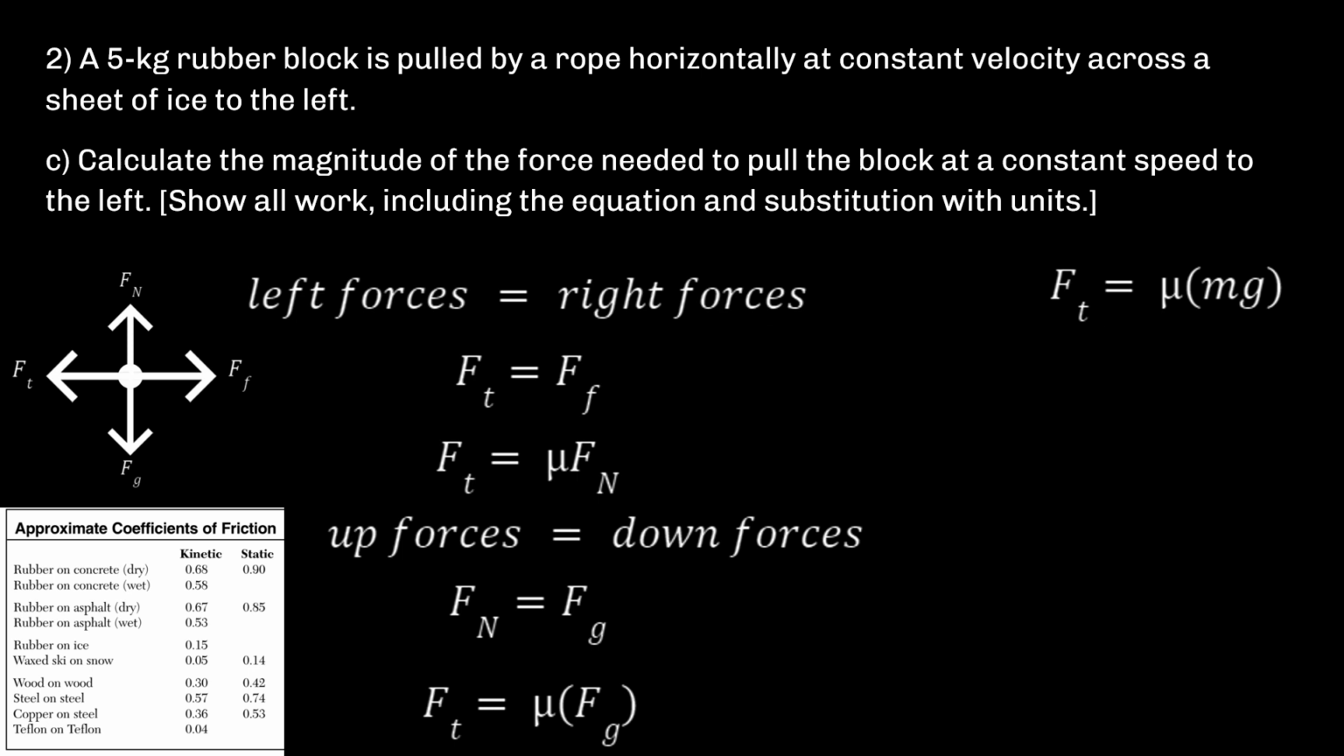So again, the first thing that we need here is my coefficient of friction. On the reference table, the approximate coefficients of friction, we have here rubber block on ice. We can look for rubber on ice. We have here kinetic is going to be 0.15. So that's what I'm going to plug in for mu here. Then my mass is 5 kilograms. That's easy. That's given to us in the question.